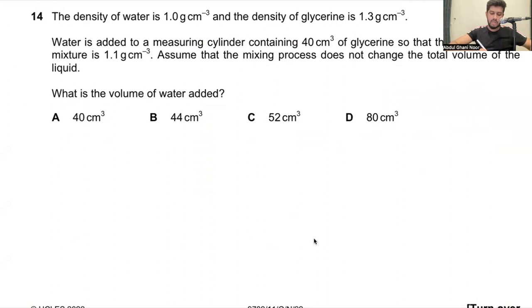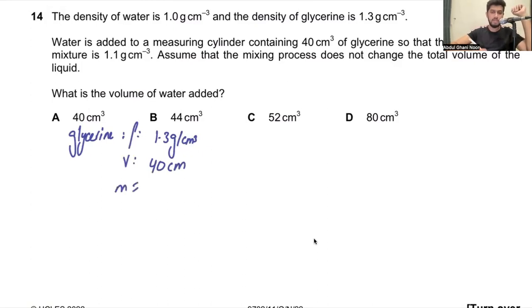So this is what we know. We know there is glycerine. Glycerine has a density of 1.3 grams per centimeter cube, and the volume is 40 centimeter cube. So density, volume. We don't know the mass, but we can calculate the mass. The mass of glycerine will be 1.3 multiplied by 40, 52 grams.